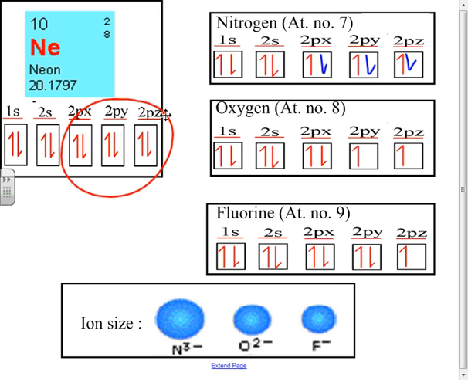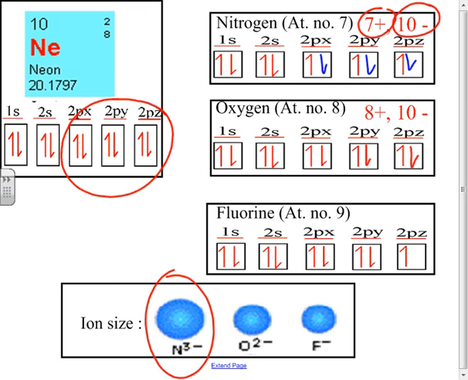Think about what that's going to do to nitrogen. It has 7 protons, being atomic number 7, but now if we add 3 electrons, it's going to have 10 electrons. That means it's got 3 more electrons than protons, so it's going to have a net charge of 3 minus. Oxygen must gain 2 electrons to become like neon, and that is going to give it 8 protons and 10 electrons, and so now it's going to have a 2 minus charge, having gained 2 electrons.